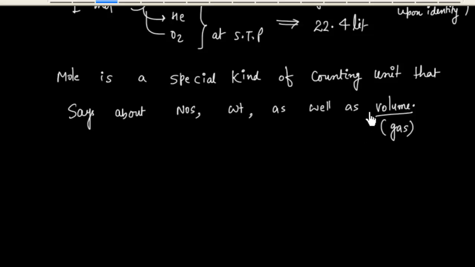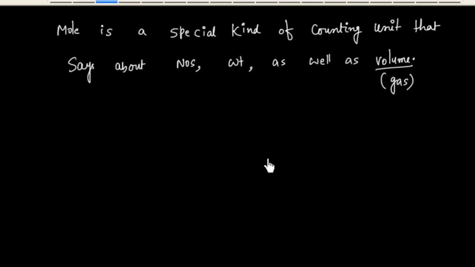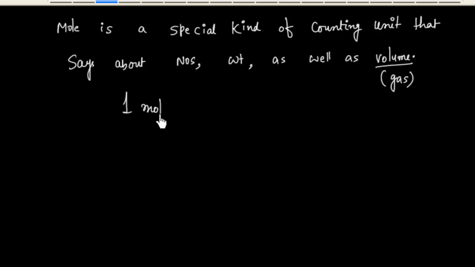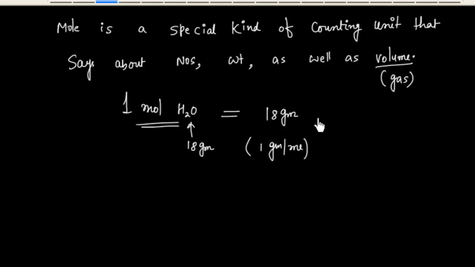If you have a liquid and a gas, 1 mole of substance will have different volume. Let us say if I have 1 mole of water, it will not have 22.4 liters. What is the weight of 1 mole of water? 18 gram is the molecular weight. So 1 mole of water will have 18 gram, and we know the density of water is 1 gram per ml. So this is 18 ml. So 1 mole of water will have very less volume, only 18 ml, but 1 mole of gas will have 22.4 liter, that is 22400 milliliter. So 1 mole of liquid or gas will not have the same volume.